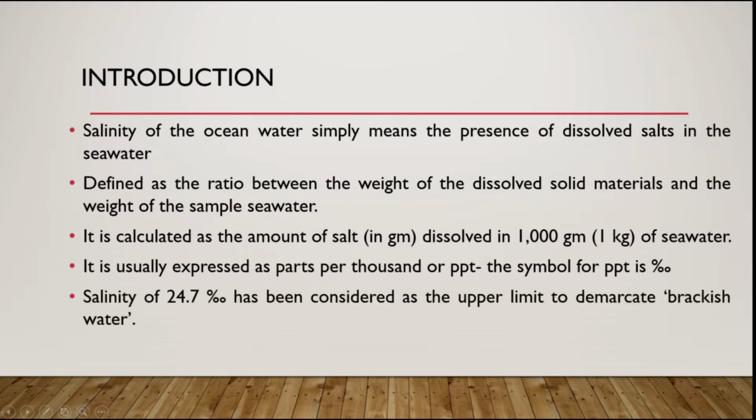Salinity of 24.7 part per thousand has been considered as the upper limit to demarcate brackish water. The average salinity of the entire ocean is 35 part per thousand. This indicates that 35 grams of salt are dissolved in 1000 grams of water.